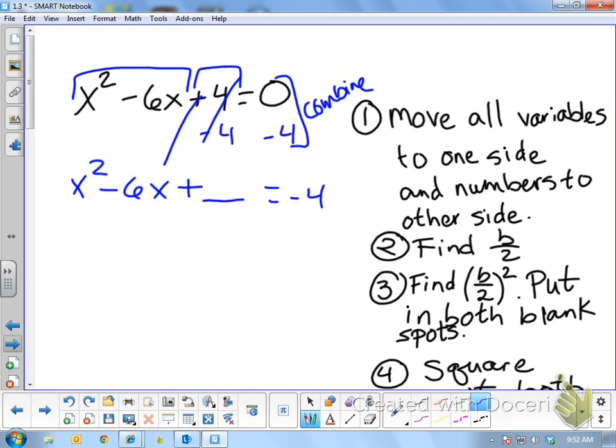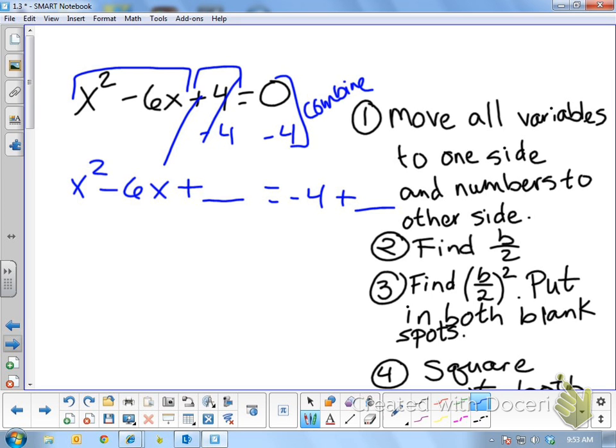But now it's an equation. When I have an equation, what do we have to do with equations? I guess I should have been more specific. When we change something on one side of the equation, what do you have to do to the other side? Same thing. The same thing. So if I put a blank spot here, I also have to put a blank spot over here. Because what you do to one side, you have to do to the other. It's a requirement for an equation.